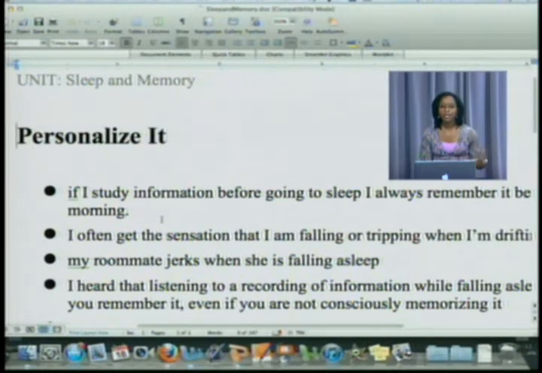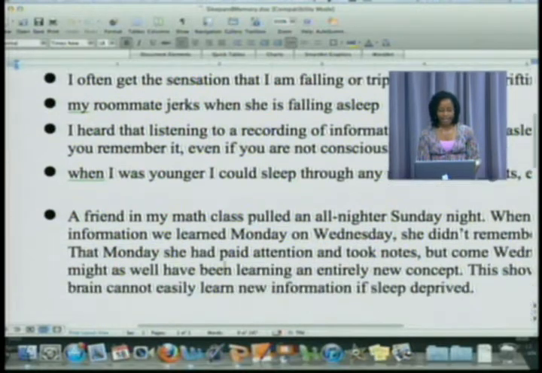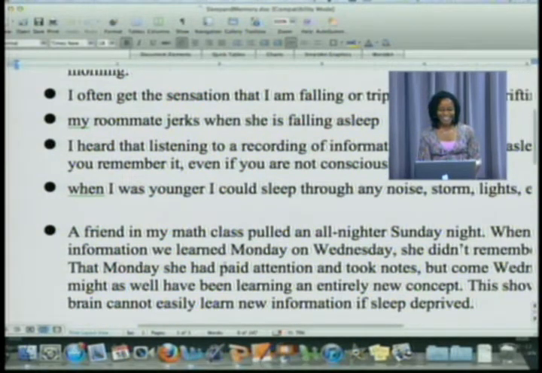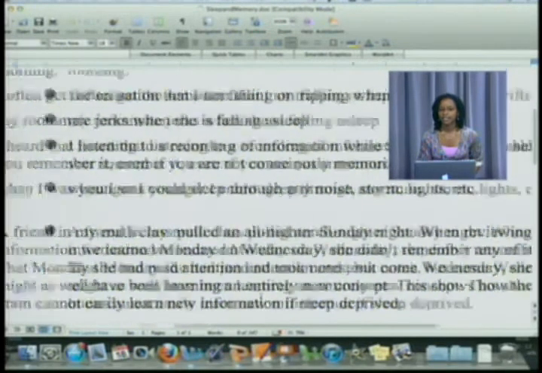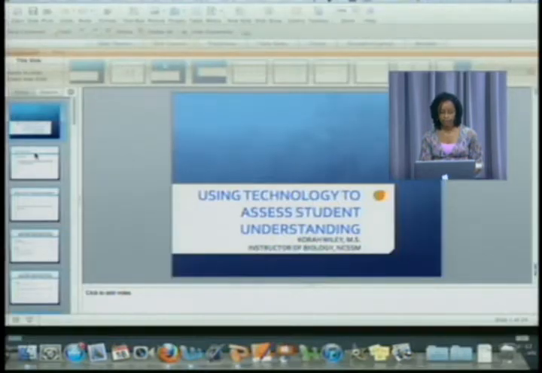So another one was, my roommate jerks when she's falling asleep. So again, personal experiences. And then the next one, when I was younger, I could sleep through any noise, storm, lights, etc. So from their experiences, from their prior understanding of sleep, I can now have a better sense of the experiences and the content and the information that they're bringing to the discussion. And then I can make points from that later on as I see fit.